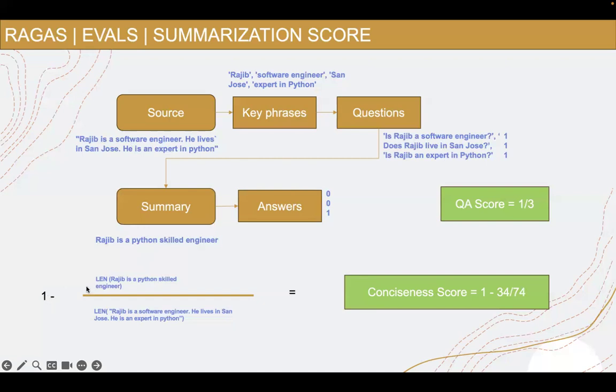Why subtracted from 1? Because this is the numerator, right? If the numerator is more, if the length is more, that means the summary is verbose, right? But if I do not do a 1 minus, if the numerator is more, this value would be large, giving us a false impression that the conciseness score is more, right? So it is actually the non-conciseness score, this part, but when I do 1 minus, that gives me the conciseness score, right? So this is how it works.